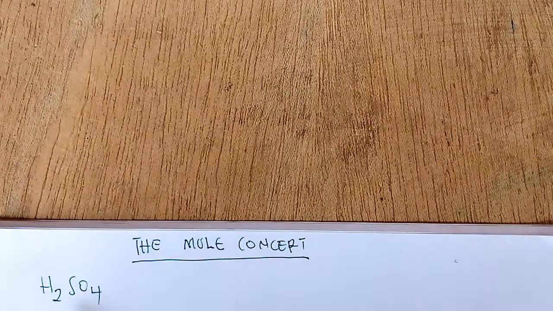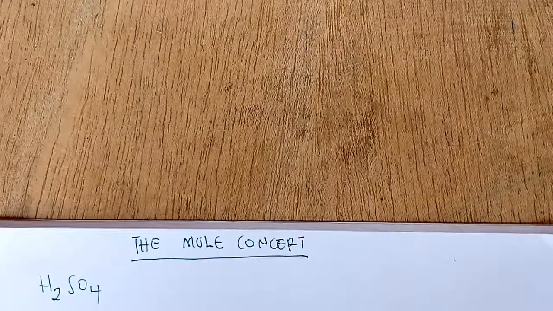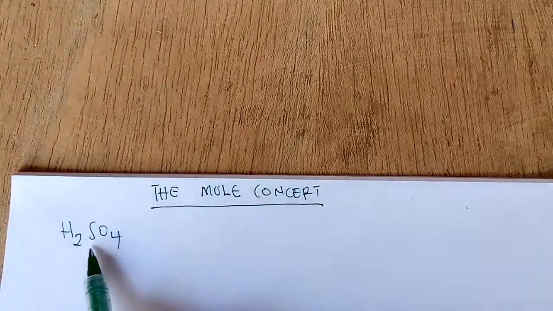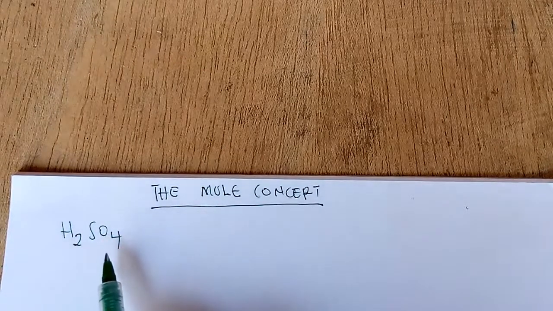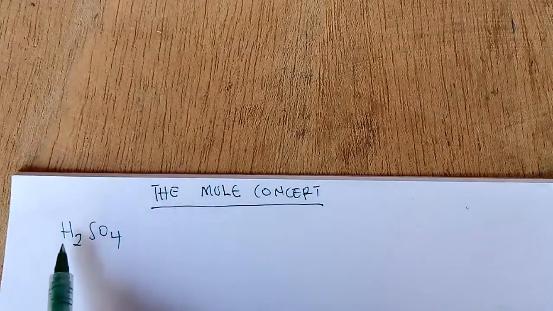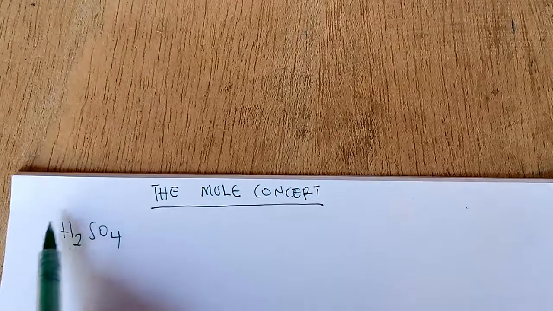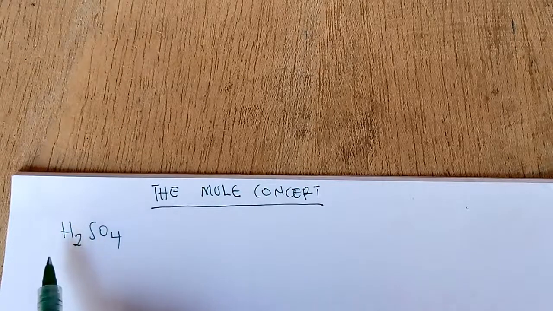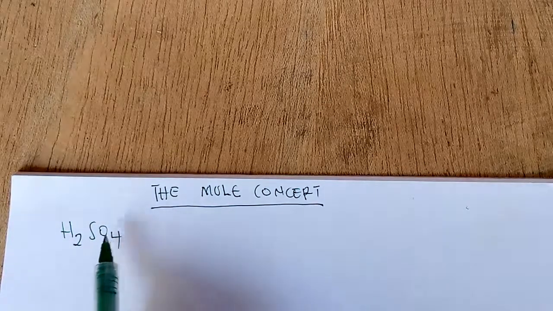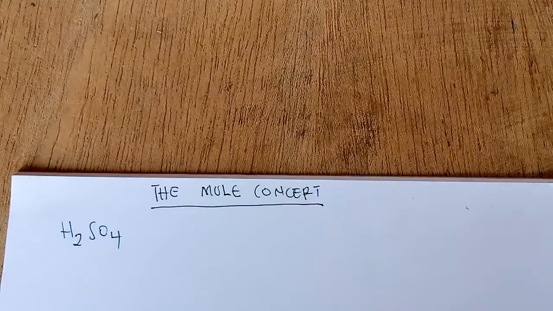Here we have hydrogen. The number of hydrogen here is 2 atoms, and then we have 1 atom of sulfur, and 4 atoms of oxygen. When we talk about the molecular formula, you're talking about the number of hydrogen atoms, the number of sulfur atoms, and the number of oxygen atoms which come together to form this compound. That's what we call a molecular formula.